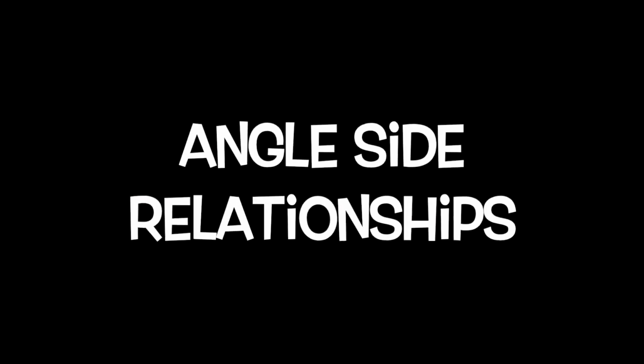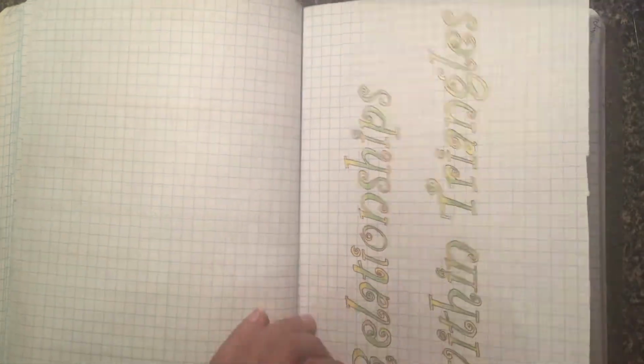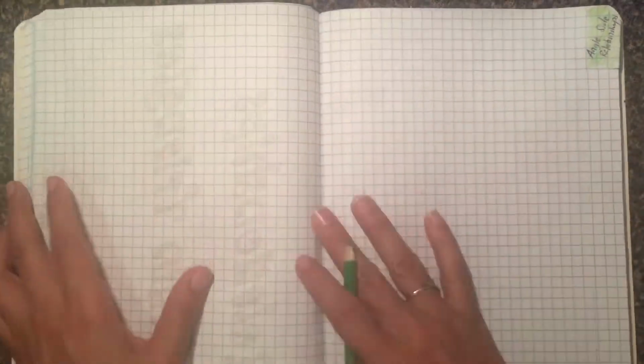All right, we're going to take a look at angle side relationships. So this is a new unit called relationships within triangles. So go ahead and make your title tab and then make your first tab called angle side relationships.